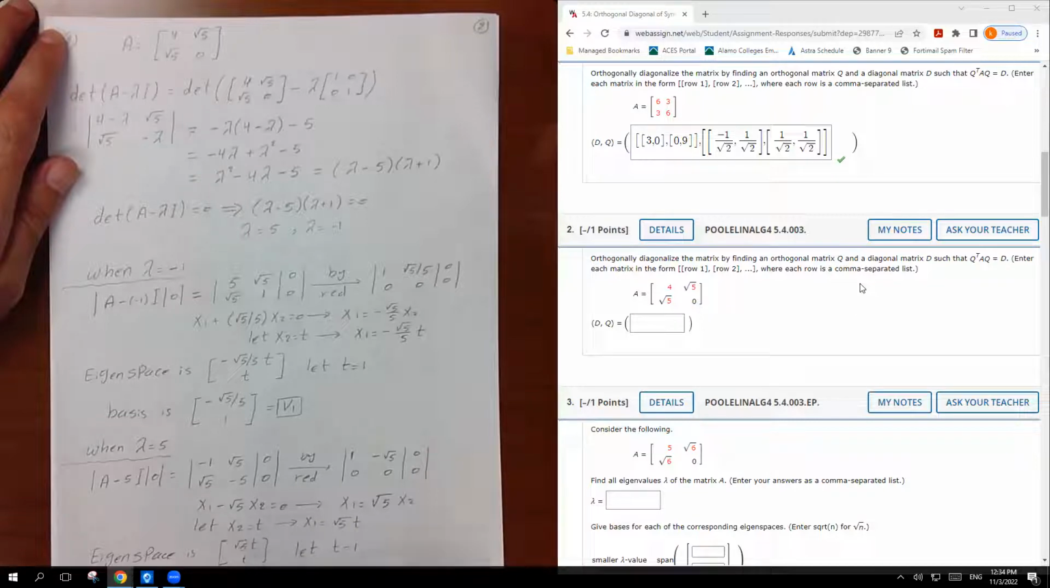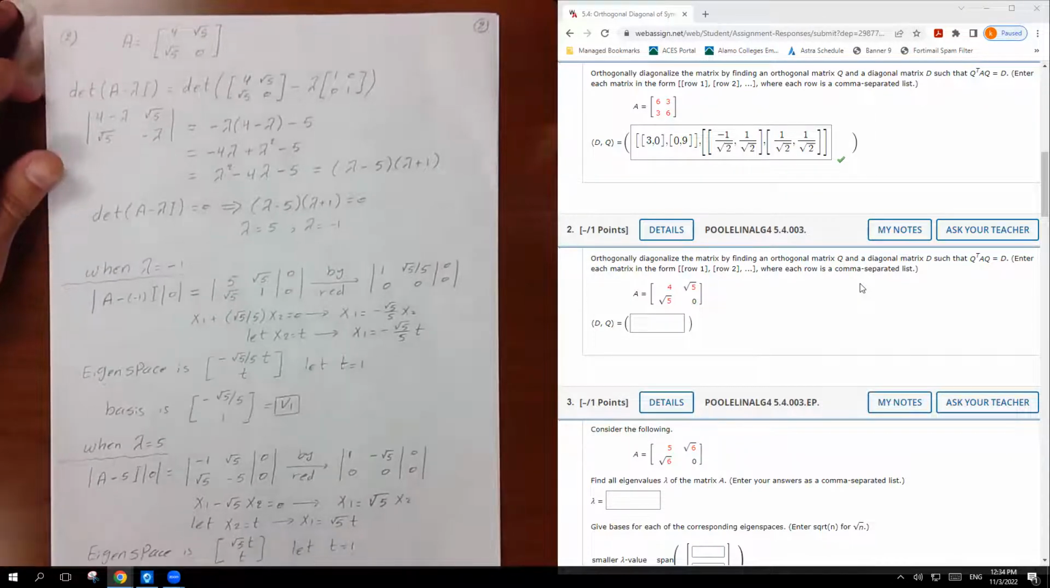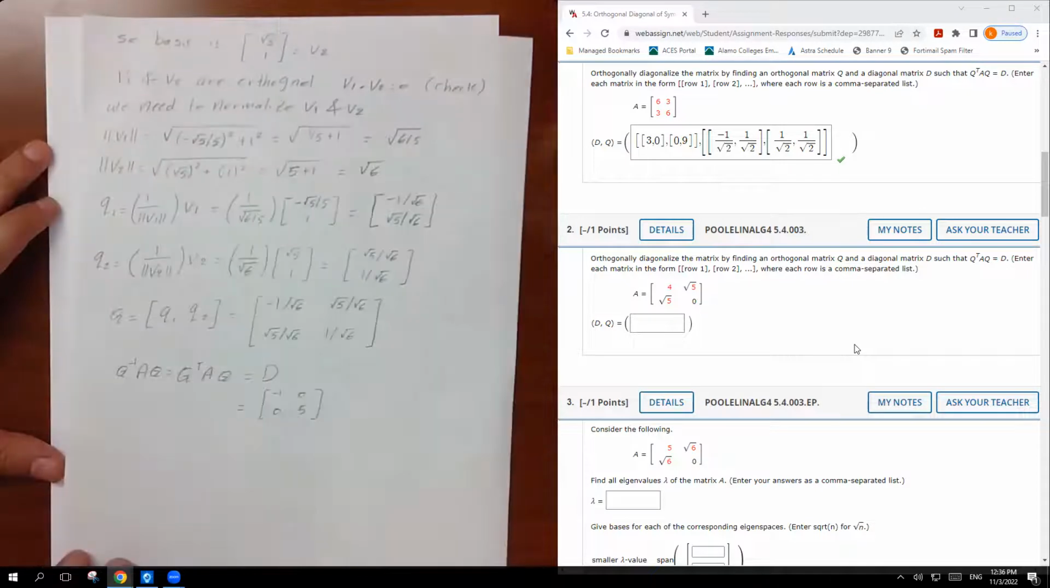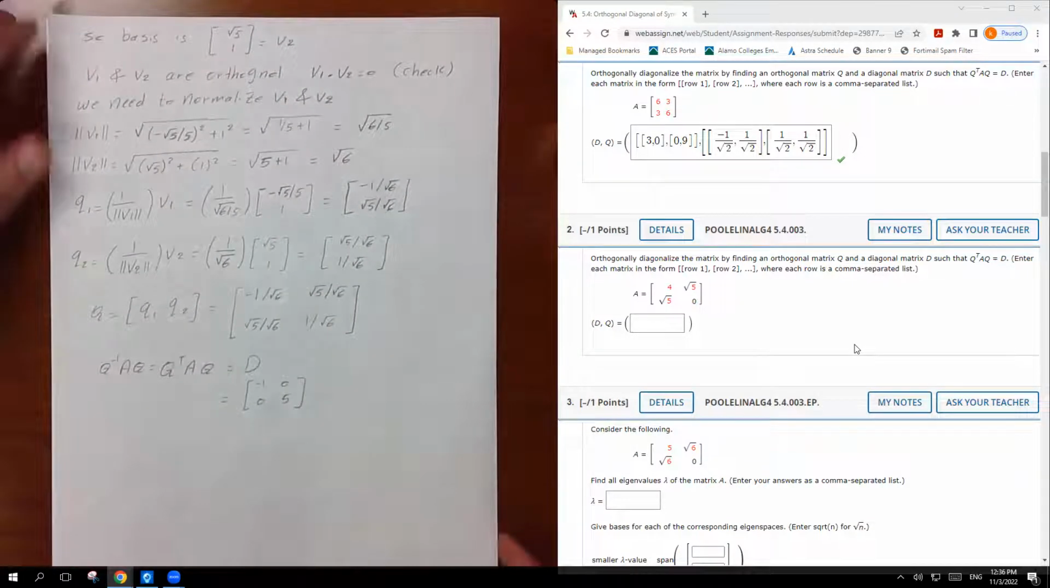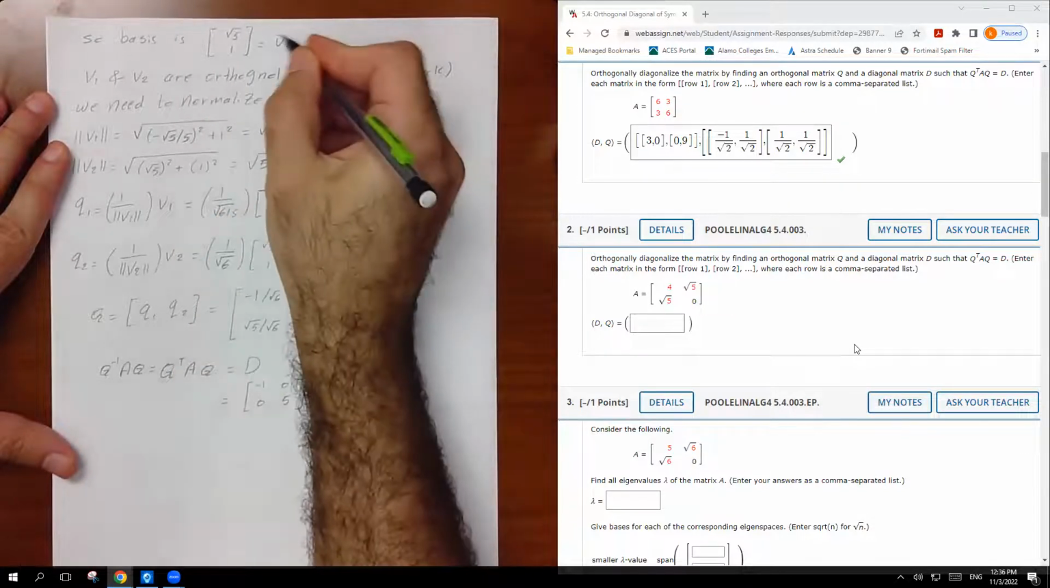And x2, we're going to let x2 equal t. That means x1 is going to be square root of 5 t. So here is the eigenspace. Let t equal 1. So we're going to get square root of 5 and 1. This one is going to be v2. And that's what I did here. So the basis is going to be square root of 5 and 1. This is going to be v2.